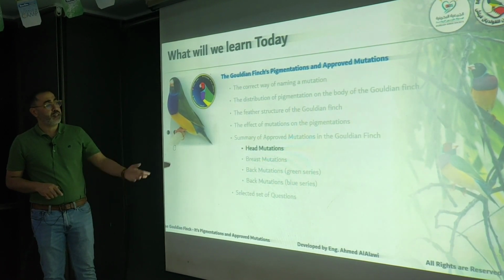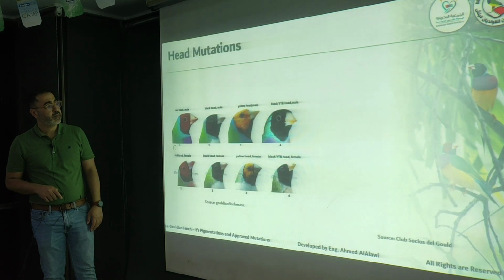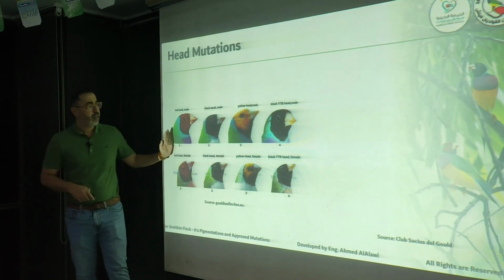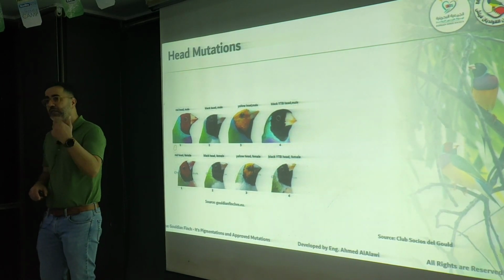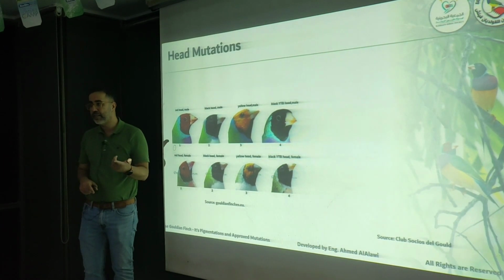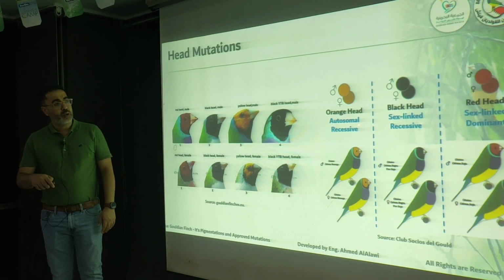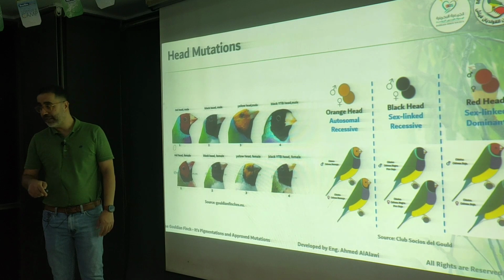Let's look at head mutations, and what we just did now is a good example for that. So what we have over here, we do have the classics, and then added to that is yellow tip beak. What does yellow tip beak tell you? It is a carrier of what? Yellow head. Okay? So autosomal recessive is nothing but the orange head. Sex-linked recessive is the black head. Sex-linked dominant is the red head. Right?